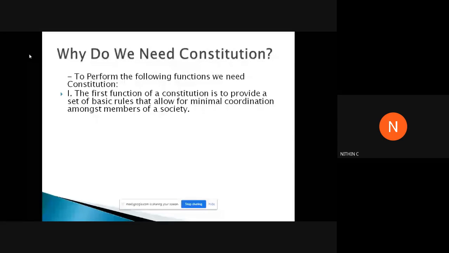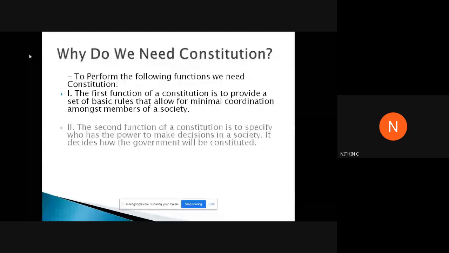The second function of the constitution is to specify who has the power to make decisions in a society. It decides how the government will be constituted. Who has the power to make decisions in a society has to be decided. So that is also decided or defined by the constitution. That is also clearly specified by the constitution, like who has the power to make decisions in a society.